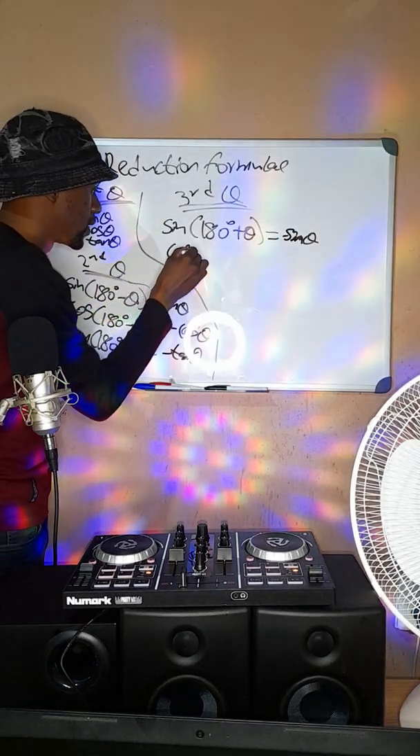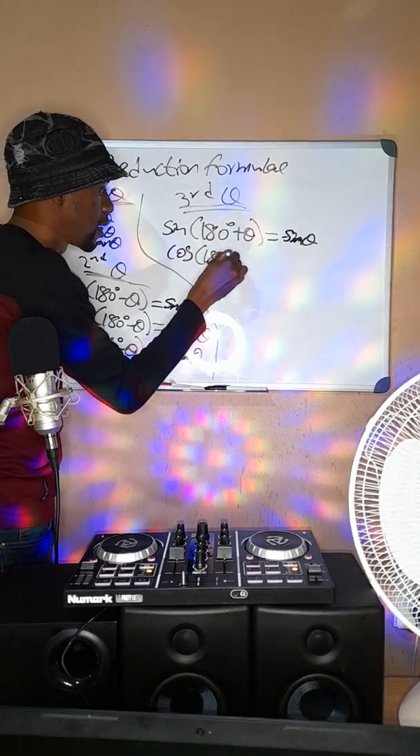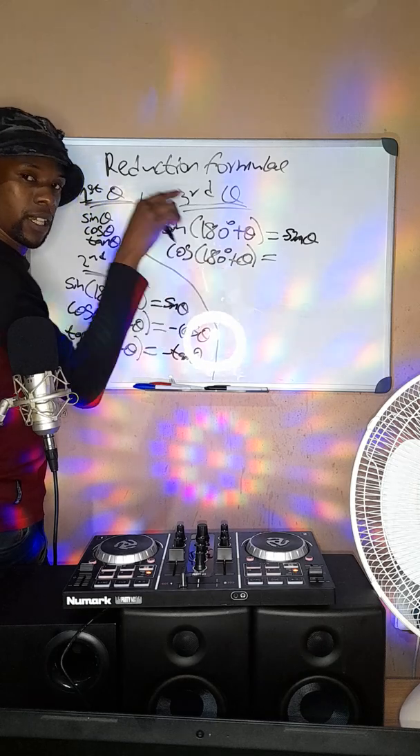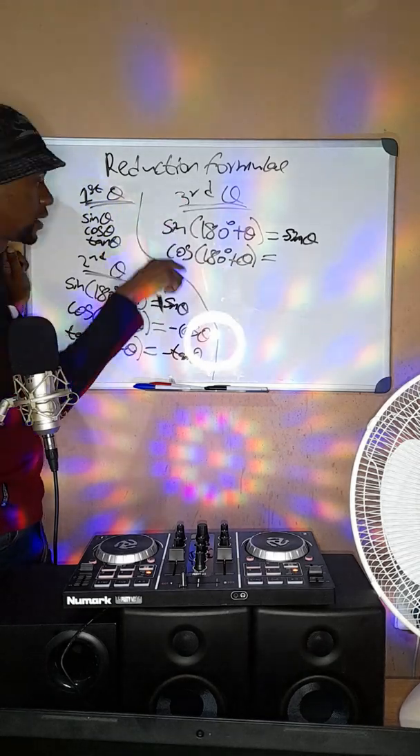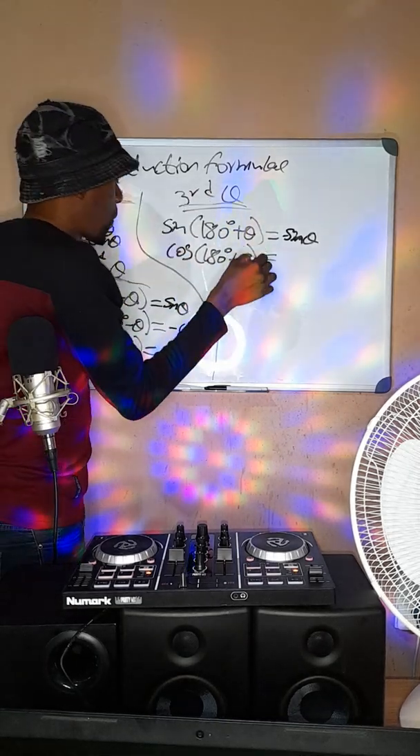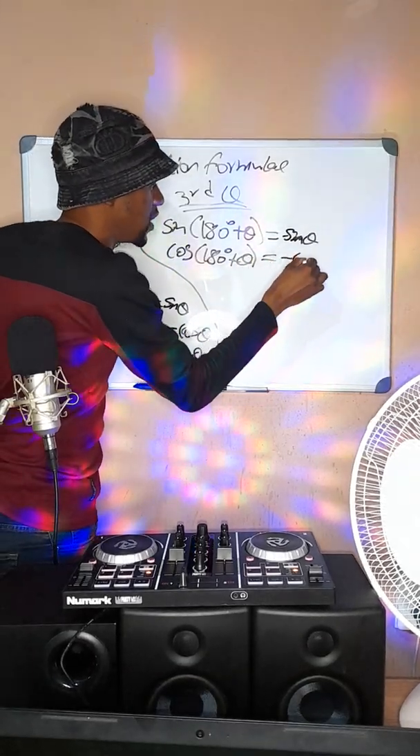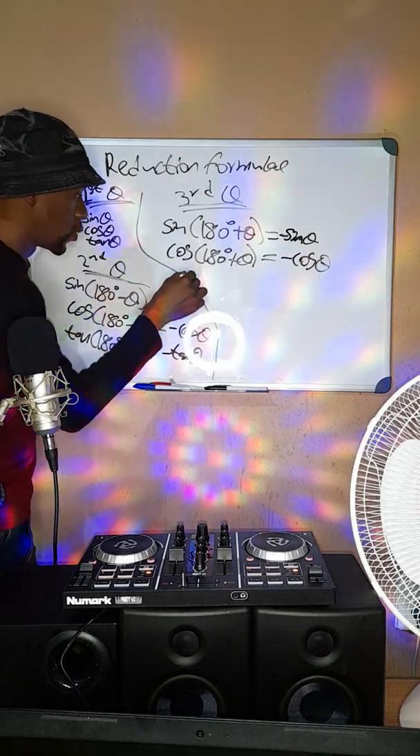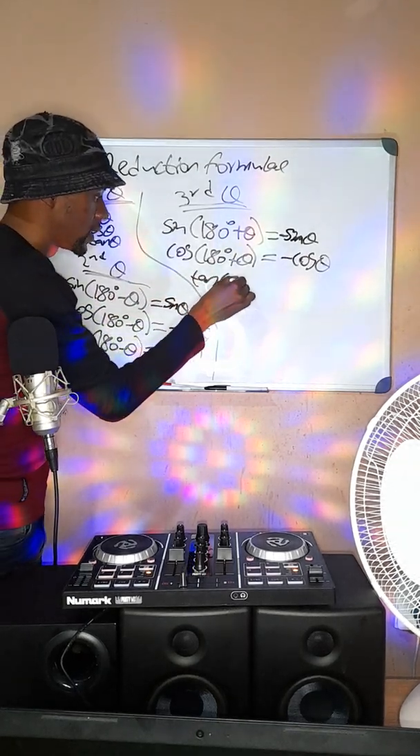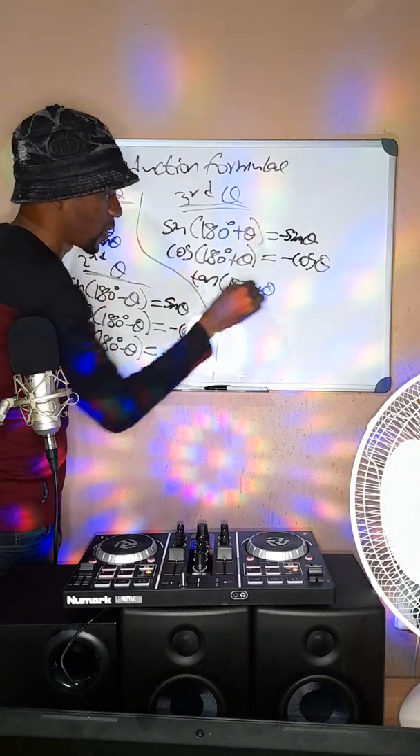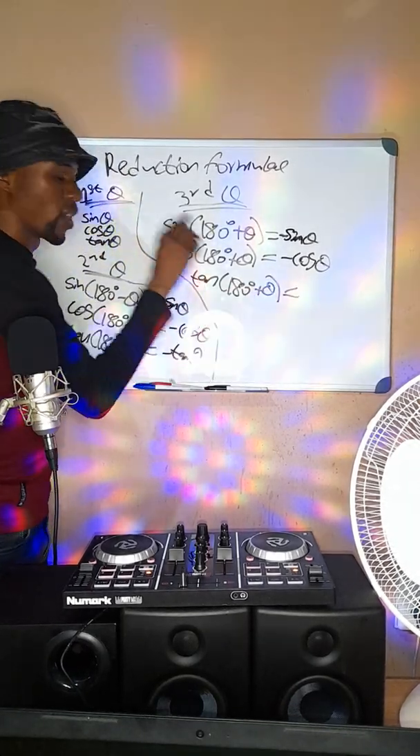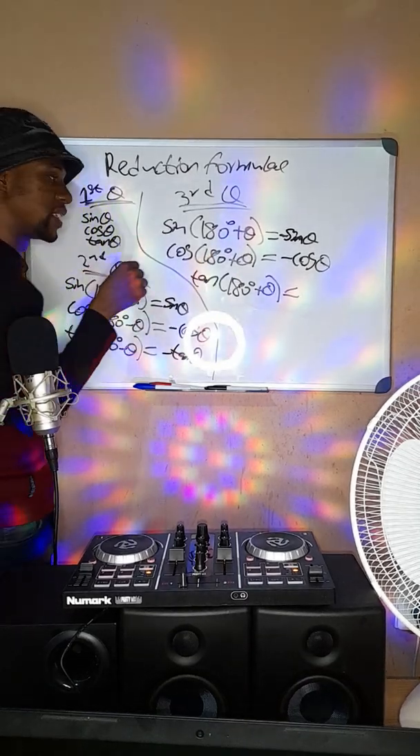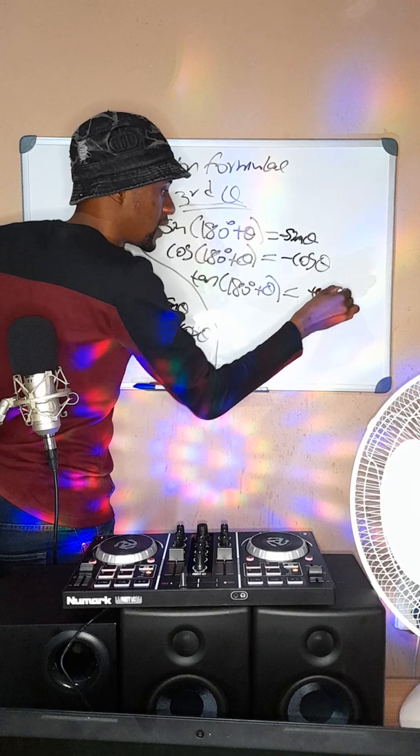Then we are going to have the cosine of 180 degrees plus theta there. Then 180 degrees plus theta, in which quadrant? The third quadrant. In the third quadrant, the cosine there is negative. Then we reduce it to negative cos theta there. Then we are going to have the tangent of 180 degrees plus theta there. You ask yourself, 180 degrees plus theta, which quadrant is that one? It is the third quadrant. Then it reduces to positive tan theta.